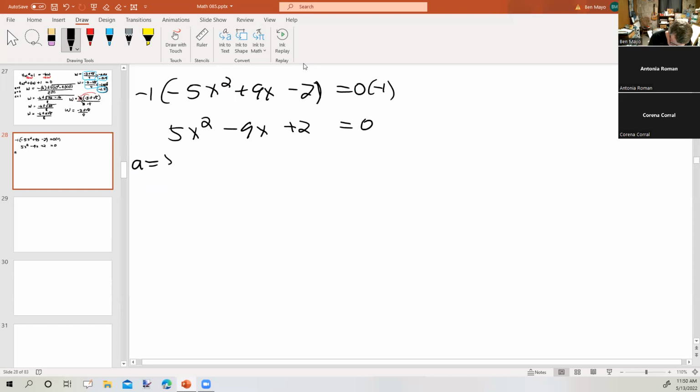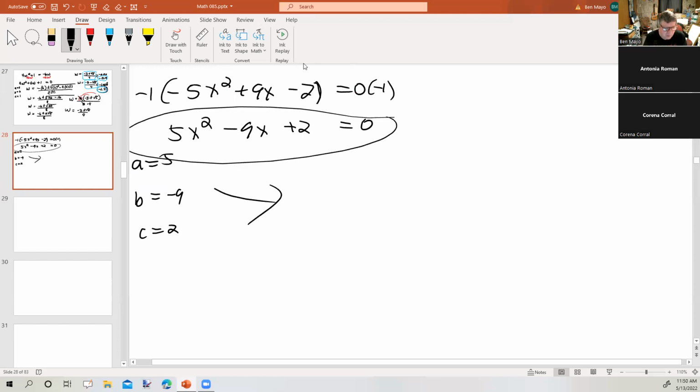And from there, I could go on. A is 5, B is negative 9, C is 2, etc. So I could multiply or divide both sides by a non-zero number to make the leading coefficient positive, okay? I'm not going to go on and solve it. I just wanted to point out that step.